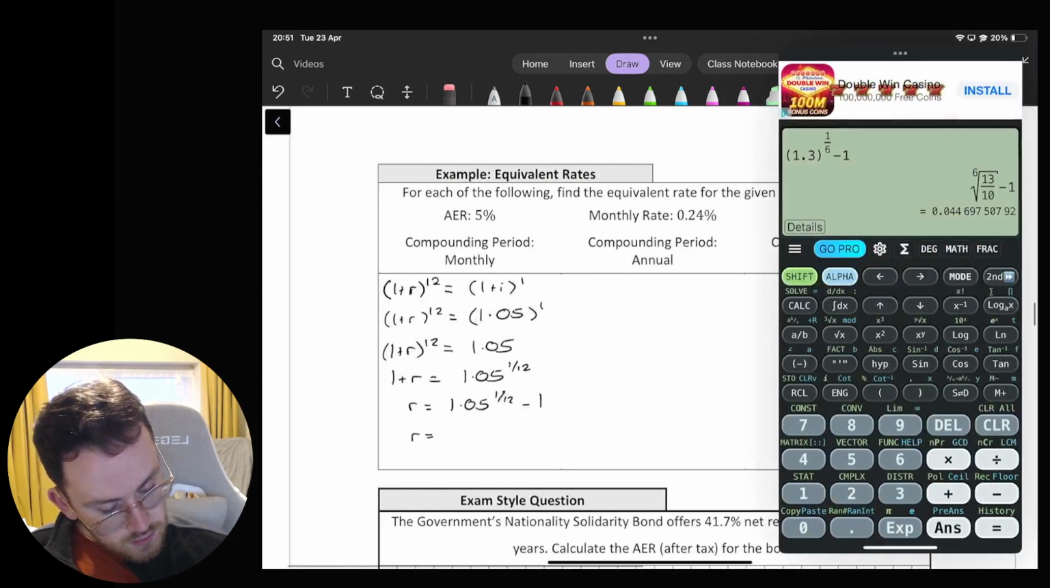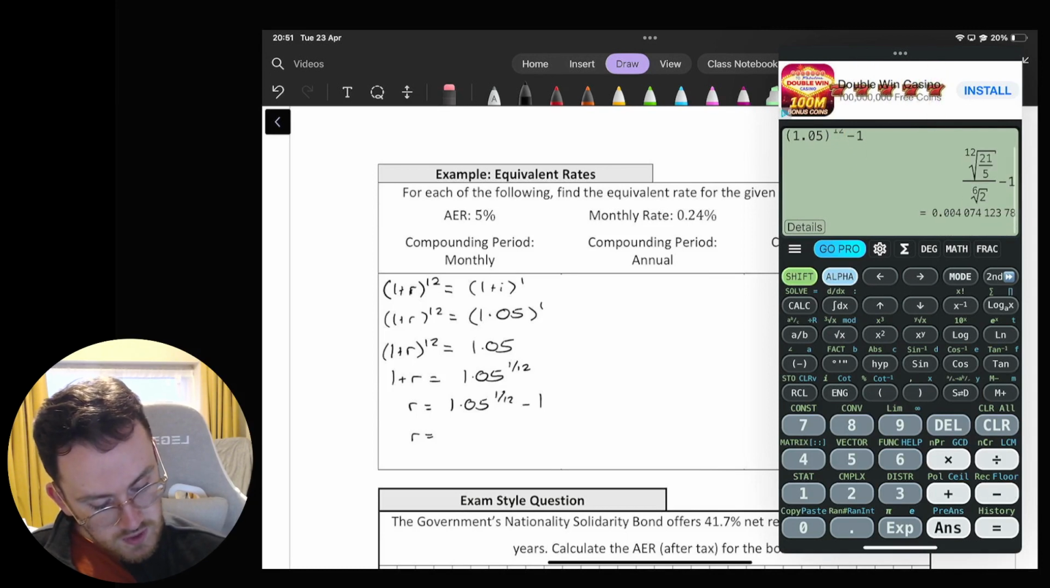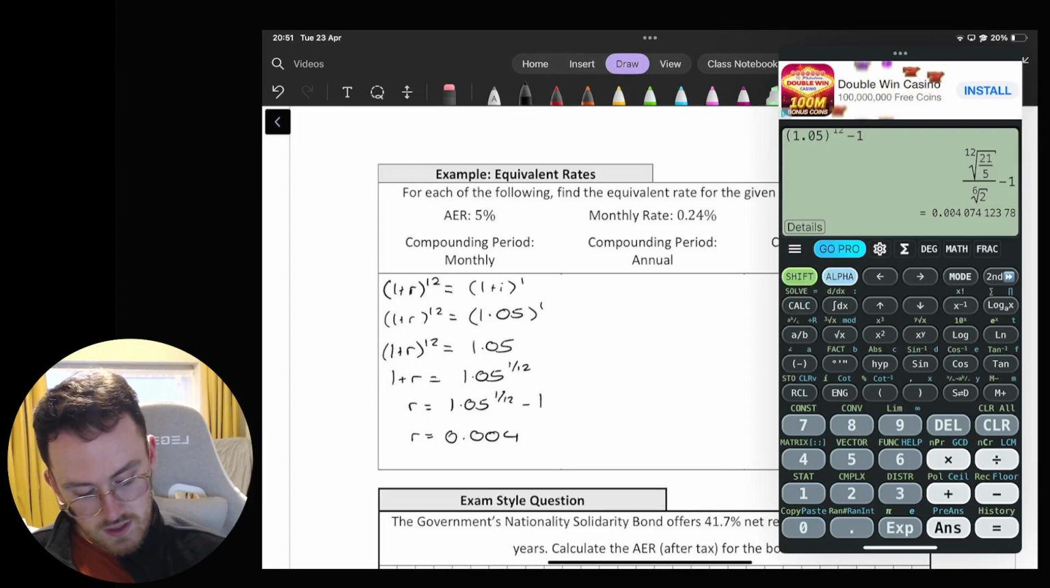So let's just compute that then. 1.05 to the power of 1 over 12 minus 1, and that gives me an overall answer of 0.004, or a rate of 0.4%, which lines up.